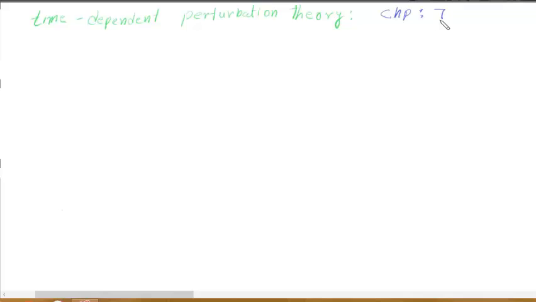Then we will start the types of perturbation theory. There are two types of perturbation theory, depending on the nature of the problems. The first one is the time independent perturbation theory, which we discussed in the previous video.